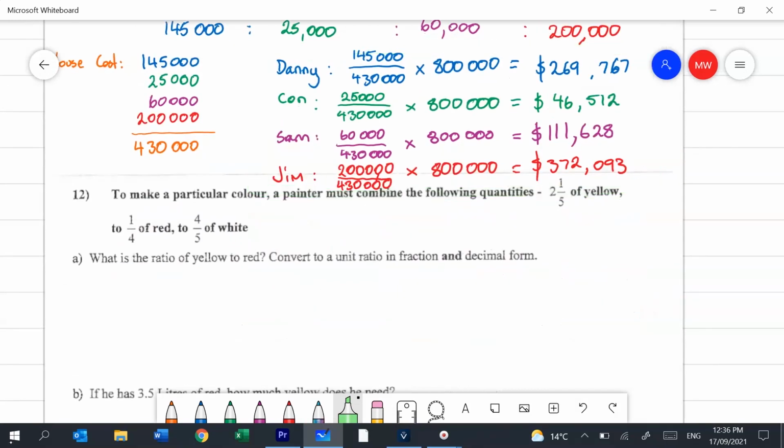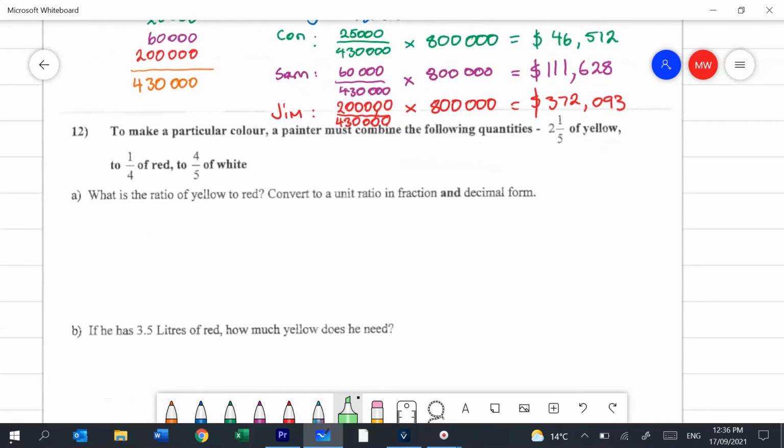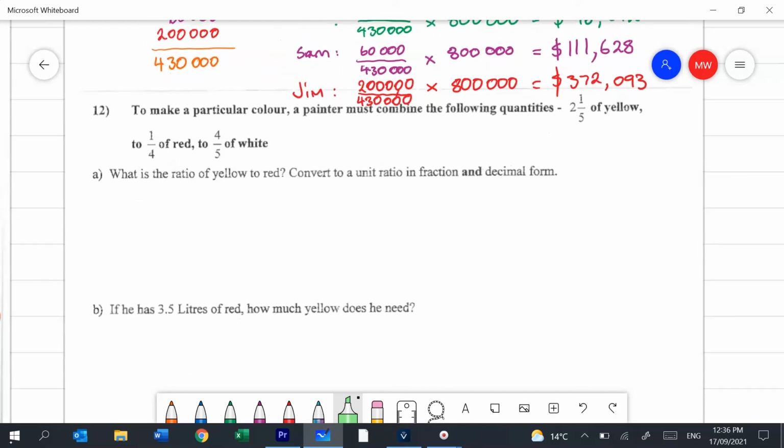All right, paint. To make a particular colour, a painter must combine the following quantities. It must be 2 1/5 of yellow to 1/4 of red to 4/5 of white. What's the ratio of yellow to red? And it says that you've got to convert it to a unit ratio in fraction and decimal form. So first of all, I'm only interested in yellow to red. So we'll forget about white altogether. So we've got 2 1/5 to 1/4 as our ratio.